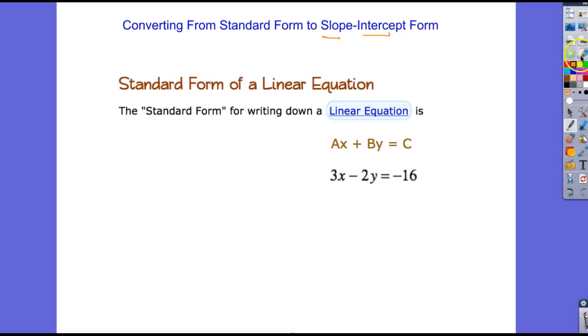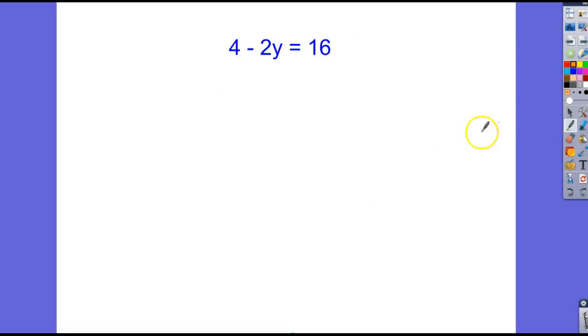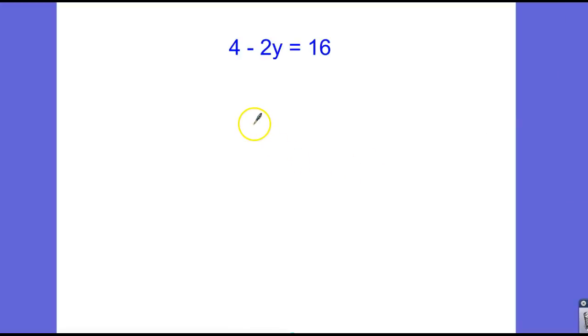So before we look at how to convert something like this, let's look at a regular equation where we're solving for y. Y is the only variable. We need to solve for y, and it looks like this. You'll notice that this looks very similar to standard form. That's why we're looking at it first. What will we do if we're solving for y?